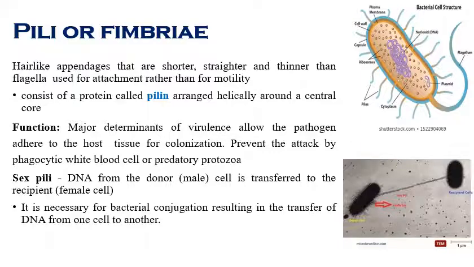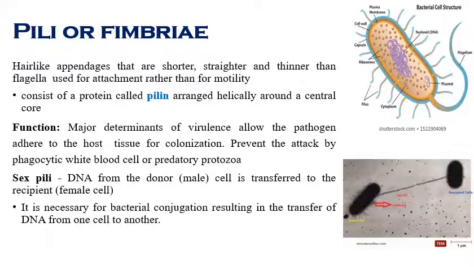Now we'll see the major function of pili. As I already told you, it determines virulence and allows the pathogen to adhere to the host surface for colonization. It also functions in conjugation. On the right side we can see the donor bacterium and the recipient bacterium. It produces a long tube-like structure called the sex pilus, which acts as a conjugation bridge.